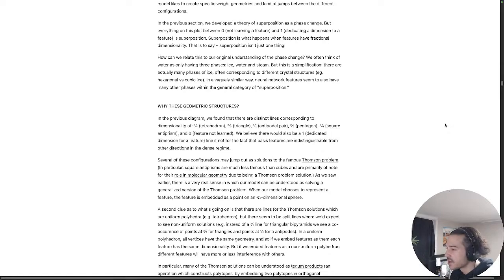Several of these configurations may jump out as solutions to the famous Thomson problem. In particular, square antiprisms are much less famous than cubes and are primarily of note for their role in molecular geometry due to being a Thomson problem solution. As we saw earlier, there is a very real sense in which our model can be understood as solving a generalized version of the Thomson problem. When our model chooses to represent a feature, the feature is embedded as a point on an m-dimensional sphere.